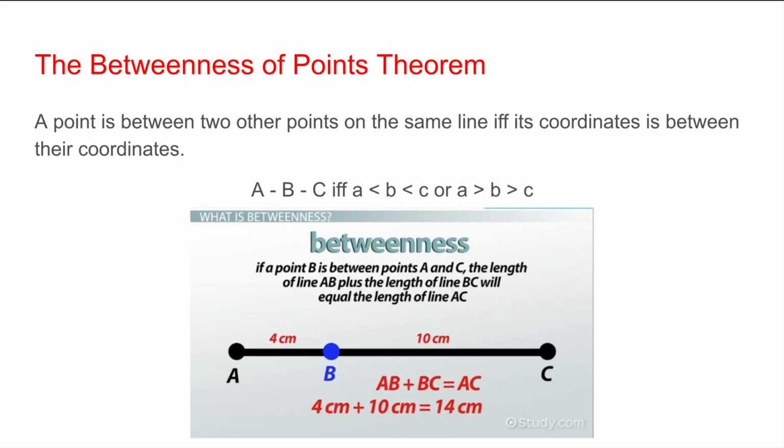This is another one of our big ideas that we covered, the betweenness of points theorem. So a point is between two other points on the same line if and only if its coordinates are between their coordinates. So here we have line segment AB and line segment BC. So B is the point that is between both of these. And of course, if we added line segment AB to line segment BC, it would equal the total line segment AC. So basically it is a point between two other points. That is the simple way of saying that.